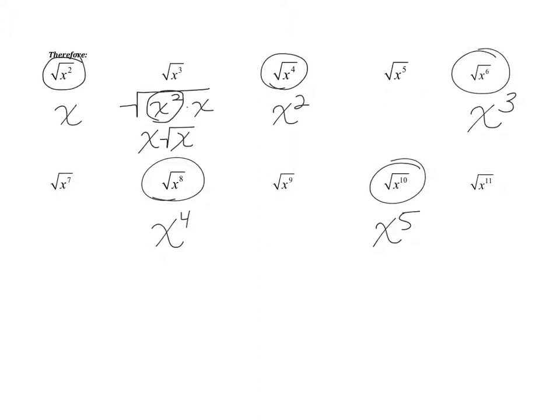Let's take a look at x to the fifth. The biggest perfect square that goes into x to the fifth is x to the fourth, right? So I can break that into x to the fourth times x. And we know the square root of x to the fourth is x to the second. So that can come out, and you're left with the square root of x on the inside.